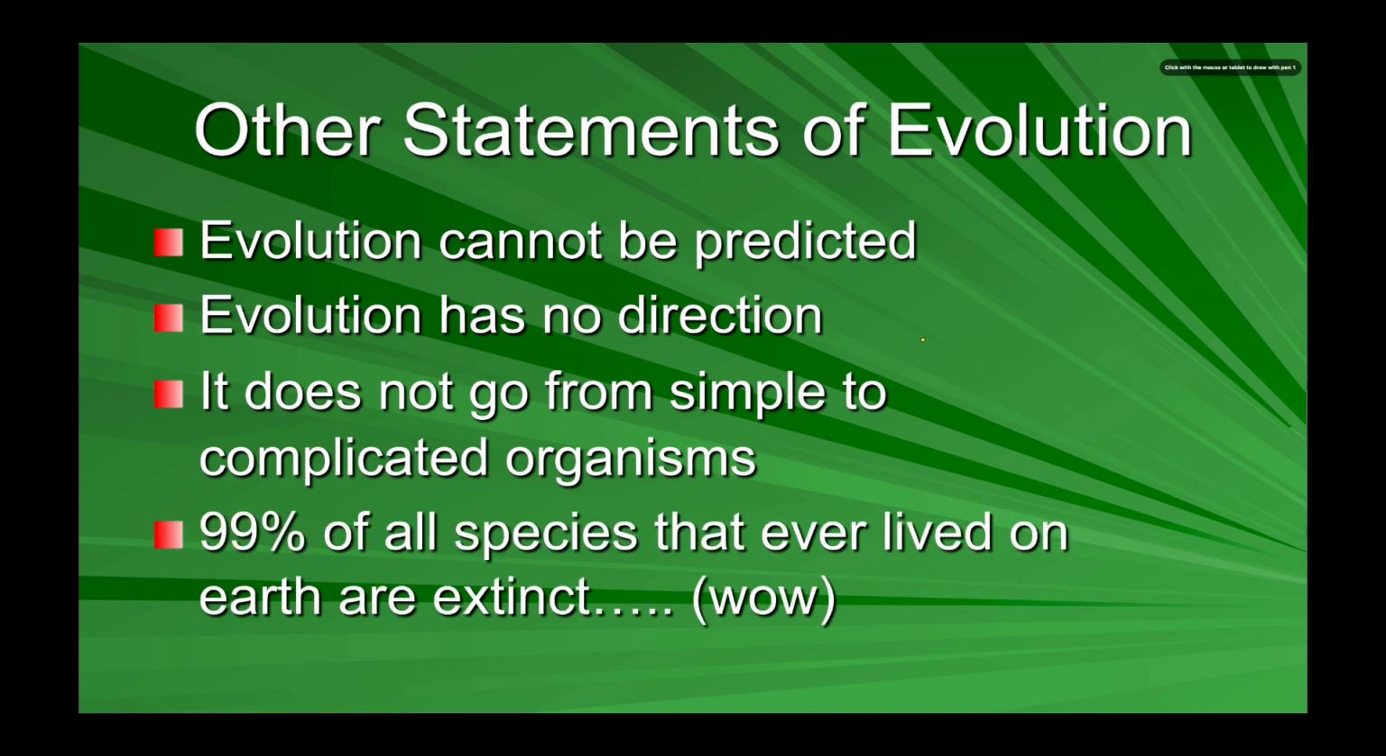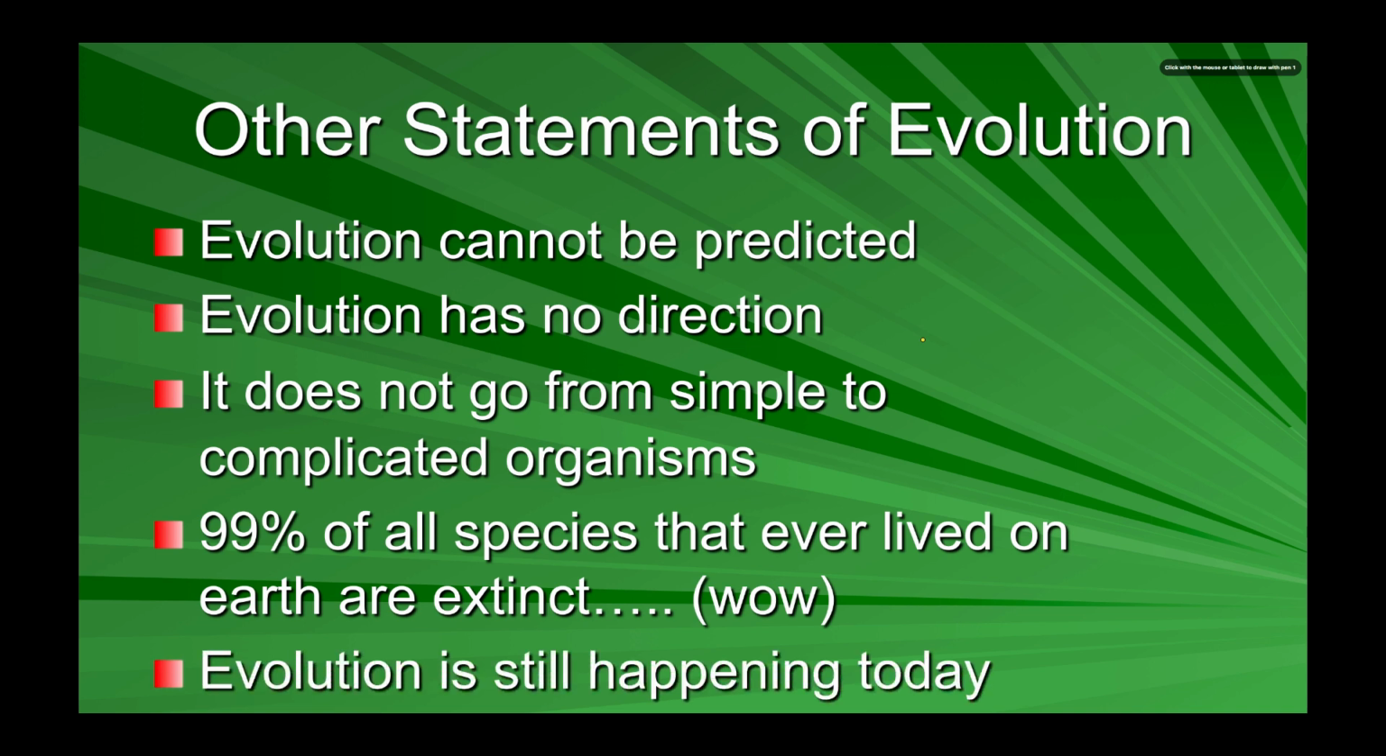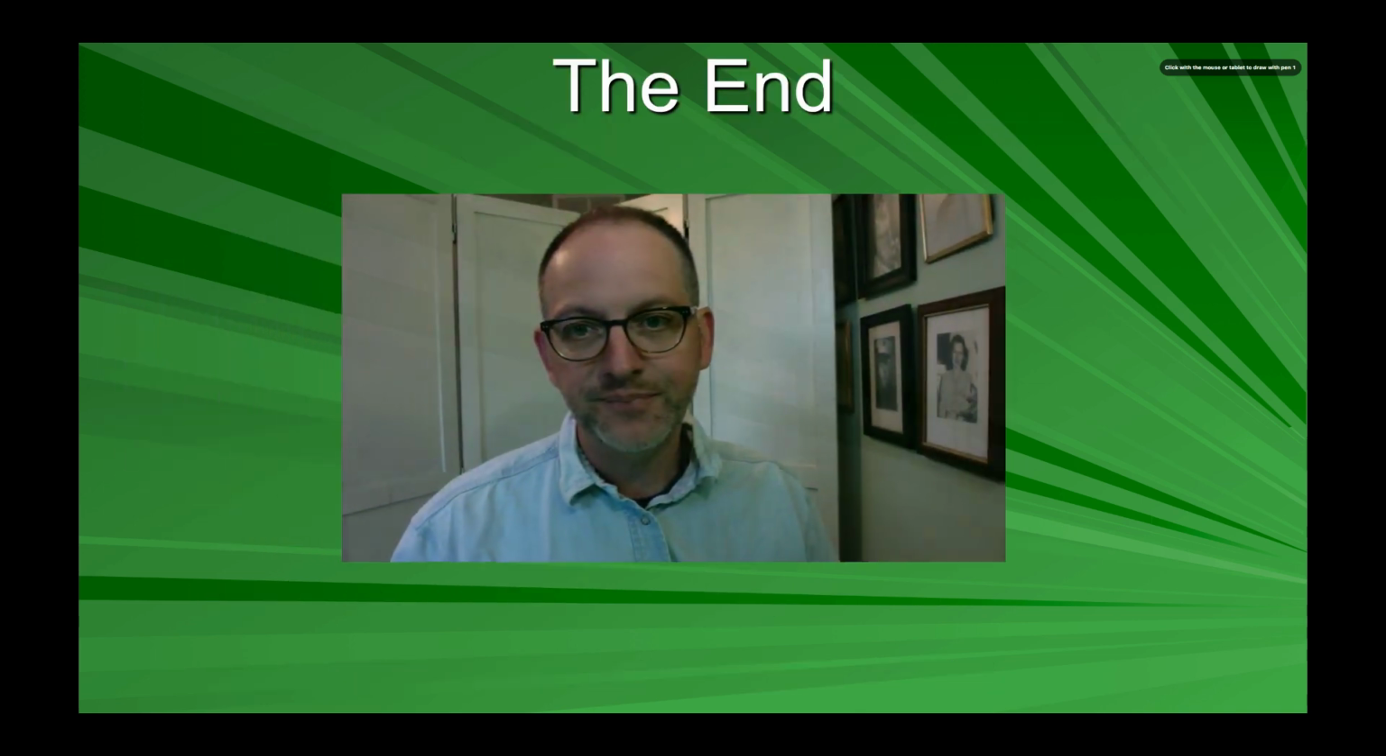And 99% of all species that have ever lived on Earth are extinct. Think about that for a minute. The saber-toothed tiger, all the dinosaurs, the dodo bird, the passenger pigeon, the ivory-billed woodpecker, these things have all become extinct, but that's normal. Extinction is normal, and all species eventually become extinct. And evolution is still happening today. We'll talk about many things in class about examples of how things are still evolving today.